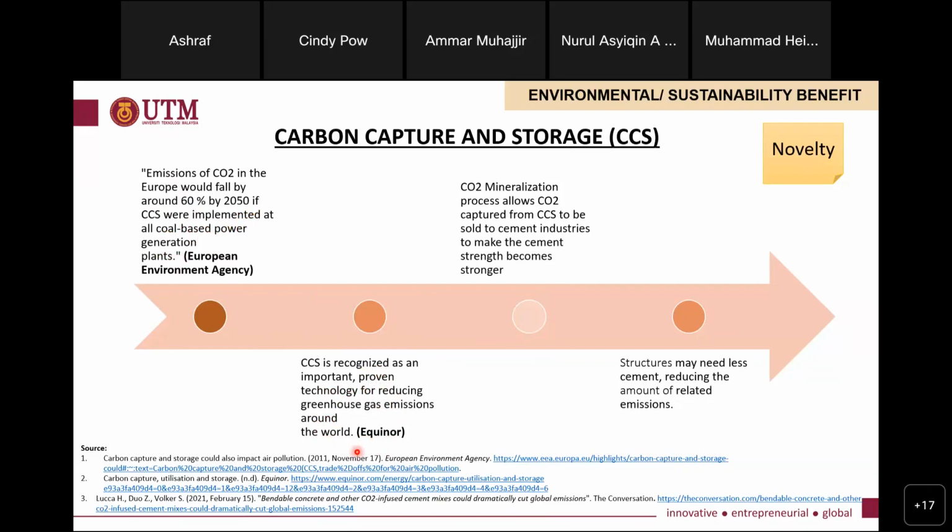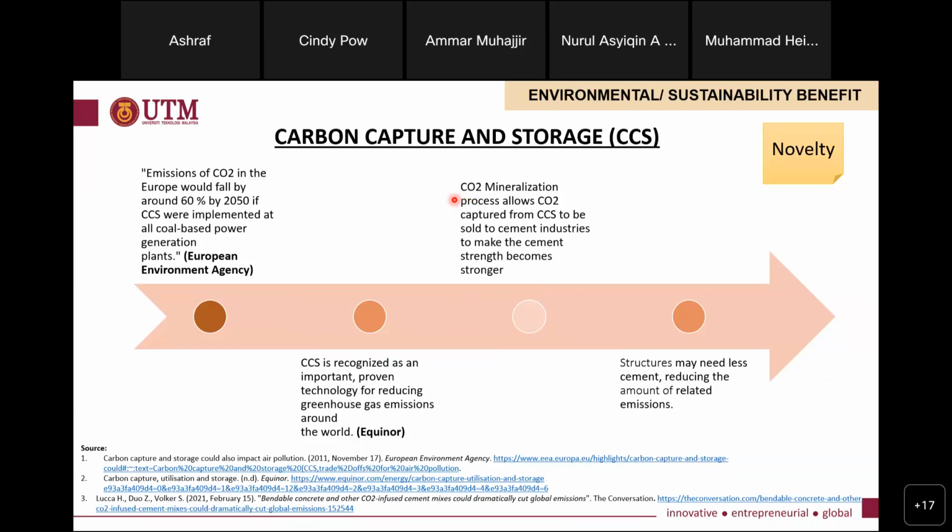So we believe that CCS is one of the ways to help reduce the amount of carbon dioxide emitted in the atmosphere. Even though the cost might be expensive, if we can imagine what would happen if the amount of carbon dioxide increases every single day, I think we might choose to use this technology instead of having to handle such a high amount of carbon dioxide in our atmosphere.